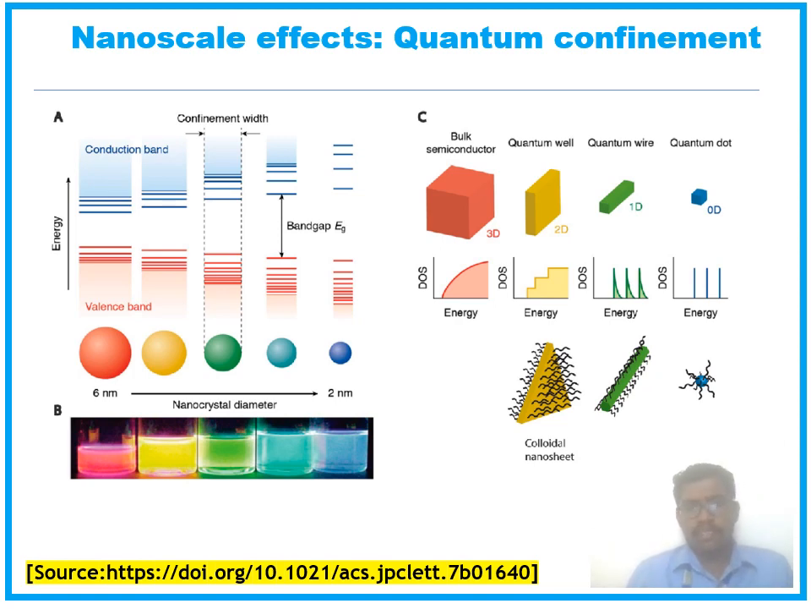This means that properties like band gap energy, absorption, and emission wavelength can be tuned by controlling the size of the nanomaterial. In semiconducting nanomaterials, the band gap energy increases as the particle size decreases. This leads to absorption of high energy photons and emission of low energy photons. This property is exploited in applications like quantum dots for displays and light emitting diodes.